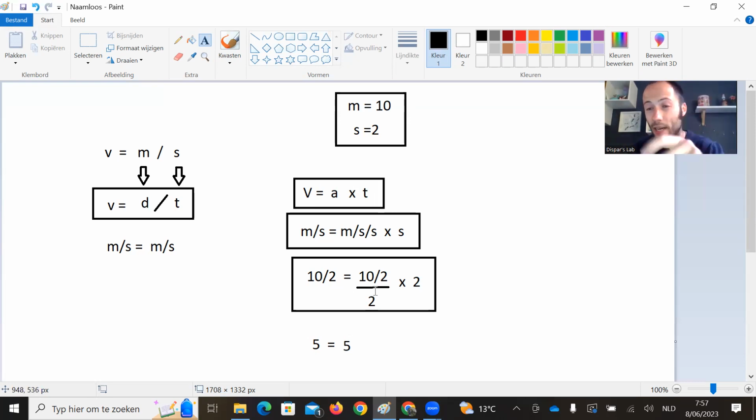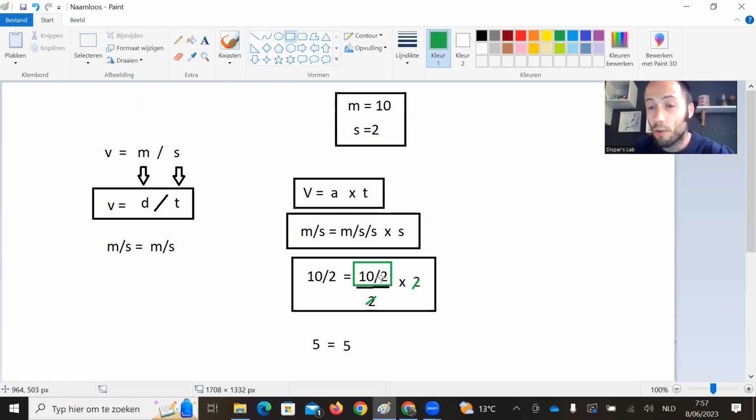Meters per second times seconds equals meters per second. And that's mathematically correct. Now, in mathematics, we can do stuff like cancellations. So we have 10 divided by 2 times 2. Divided by 2 times 2 cancels itself out. It's 1. Divided by 2 times 2 is 1. We can cancel this and this, and we are left with this.